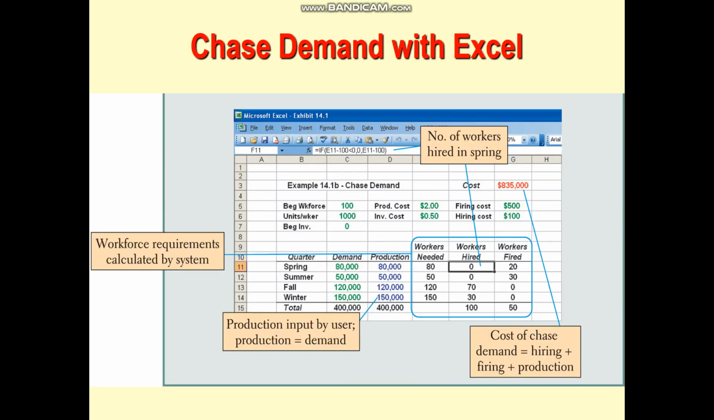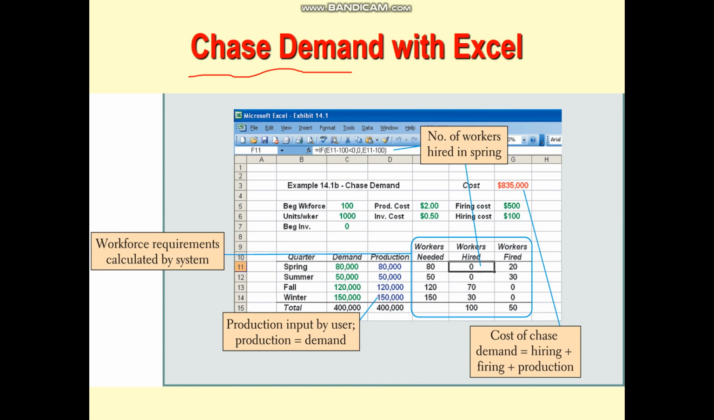So the same as for the level production strategy, for chase demand you can also use Excel and input the formulas so that it can calculate for you, in case you have a lot of data and you cannot calculate by hand. So Excel can help in this situation.